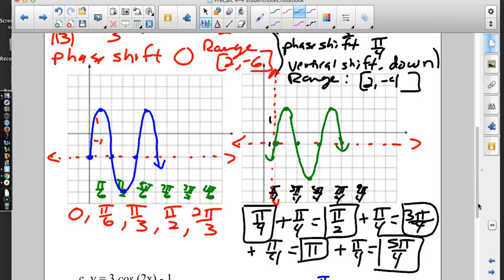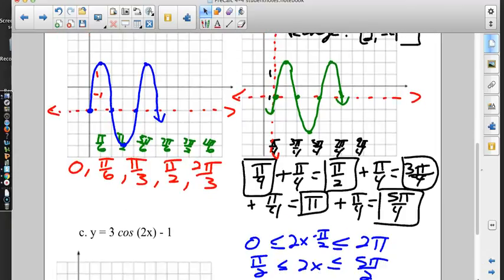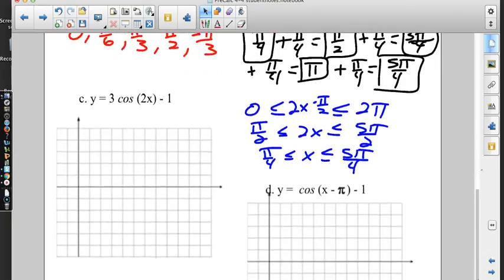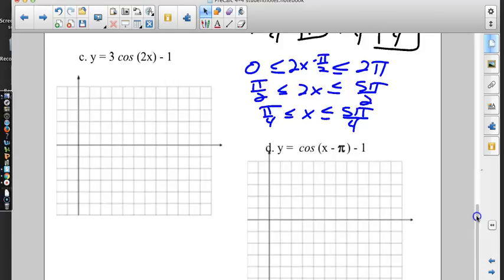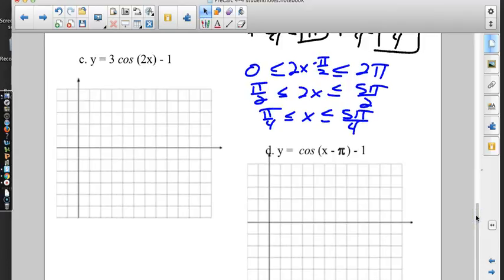And we can again verify our range too. We can see that we have values for our y from 2 to -4. So there's 4 of these. All right, well, we can get at least one of them done, huh?